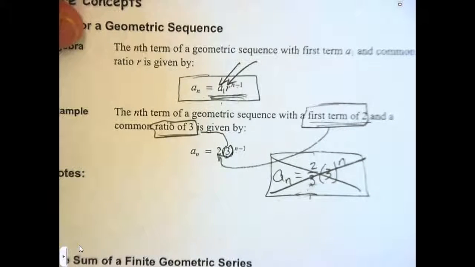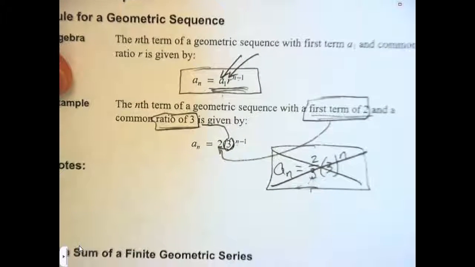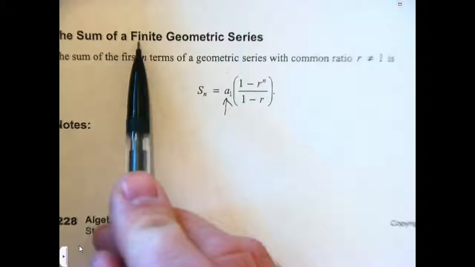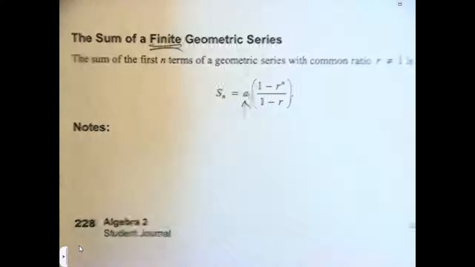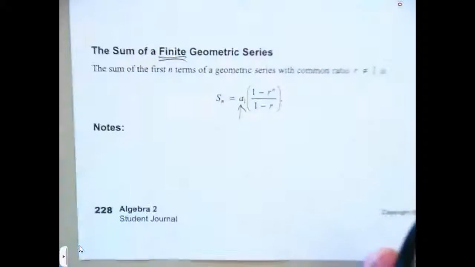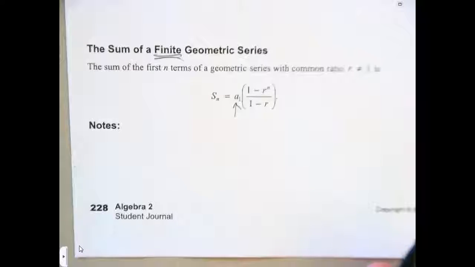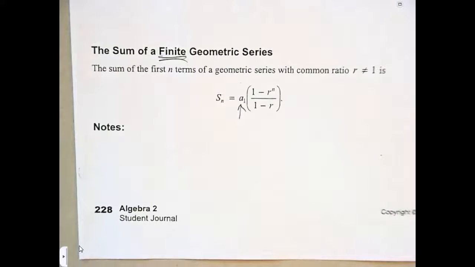All right. Questions there? All right. I want you to take a look at the sum of a finite. What's finite mean? It stops, okay? Sum of a finite series. Why can r not equal 1? You have 0 on the bottom, yeah. Okay, so r cannot be 1 there. Can't be multiplying by 1.